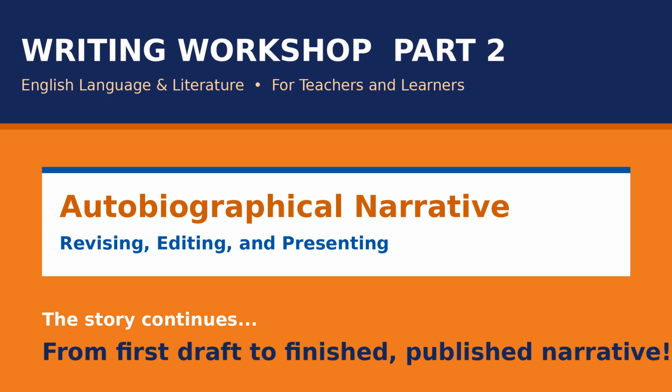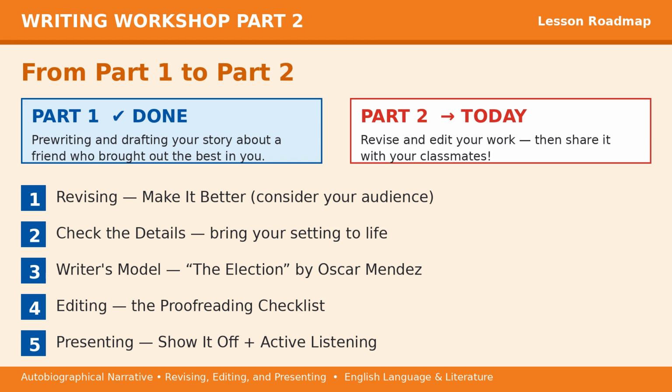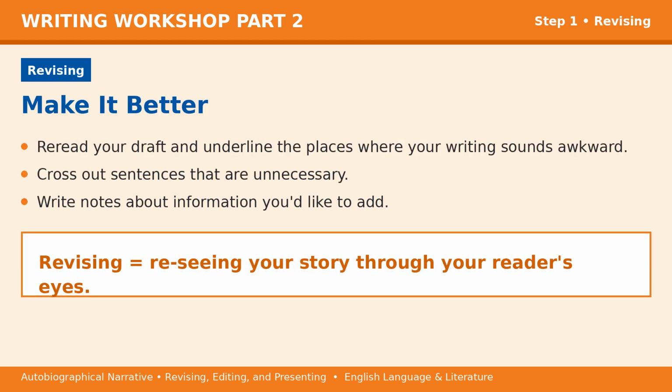This is Writing Workshop Part 2. In Part 1, you wrote the first draft of your autobiographical narrative, a story about a friend who brought out the best in you. Now, in Part 2, you will revise and edit your work and share it with your classmates. Today, we'll cover revising to make it better, checking the details of your setting, a complete writer's model called The Election, editing with a proofreading checklist, presenting your finished work, and even active listening in a group discussion. Let's dive in! Step 1.